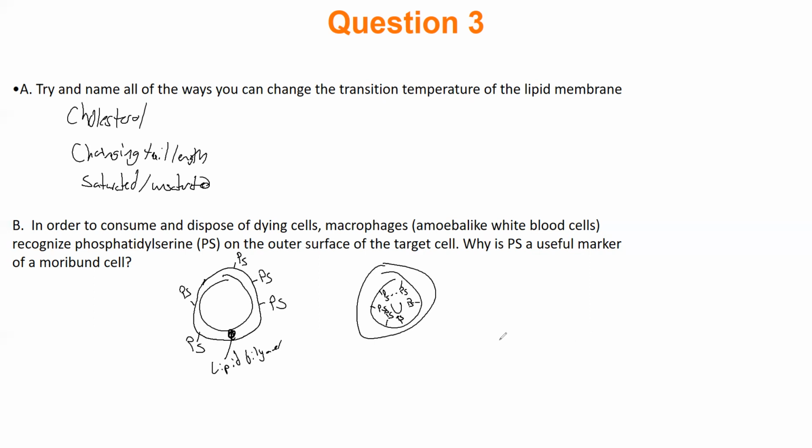So when the cell is dying, it will start to show PS on the outside, this phosphatidylserine, and that is the signal for your white blood cells, your macrophages, to come and destroy the dead cell, while completely ignoring any healthy cell, because phosphatidylserine is normally found on the inside leaflet, not the outside leaflet. So that's why PS is such a great target for death in a cell, because it's only shown on the outside if something is wrong with the cell.